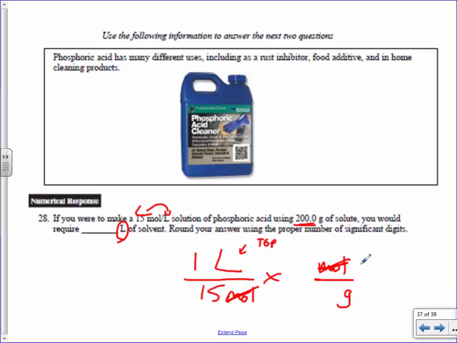But here's a number I can use, 200 grams. That one doesn't even require a ratio. I could just times by 200 grams. You see how those grams would cancel then? That's kind of the stem to the equation.